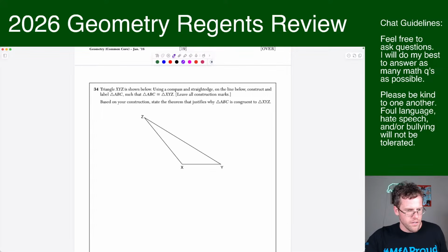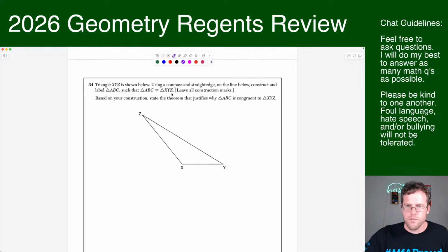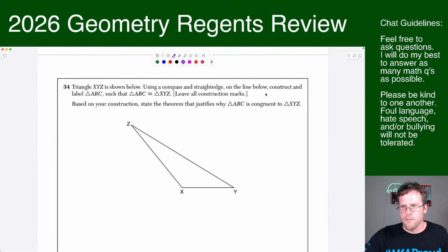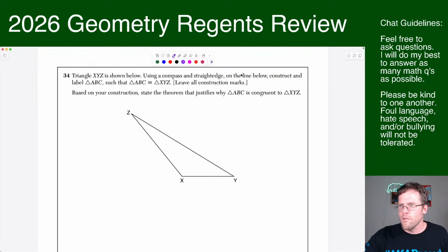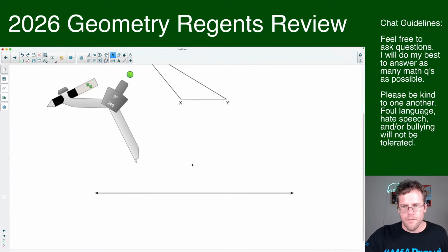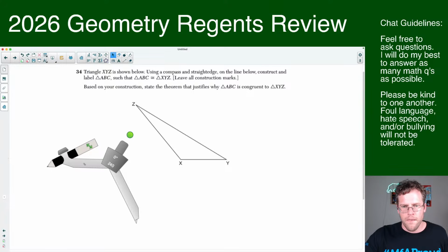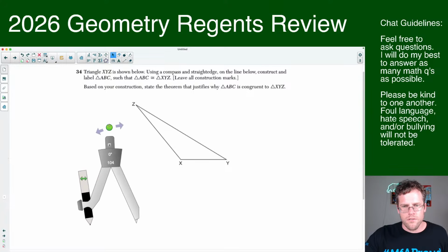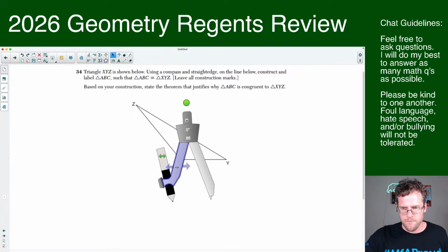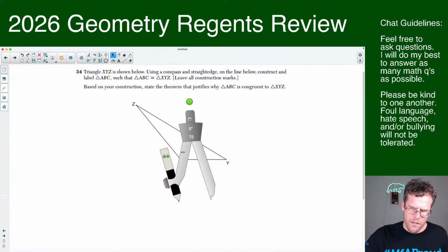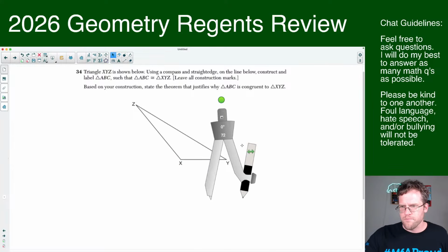Constructions. All right, you ready? So for this one, they want us to use a compass and straight edge on the line below, to construct triangle ABC such that triangle ABC is congruent to this one. So I'm basically copying that triangle. This one is a little outdated in the sense that it was 4 points. Most of the constructions I've seen in recent years are 2 points. But this one would just copy a line segment.